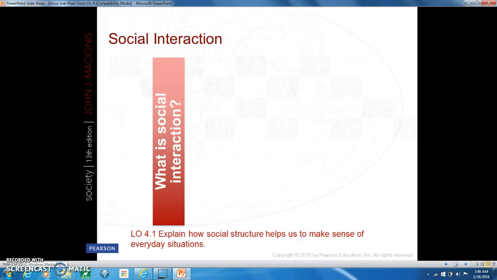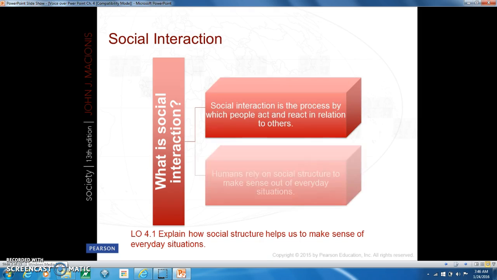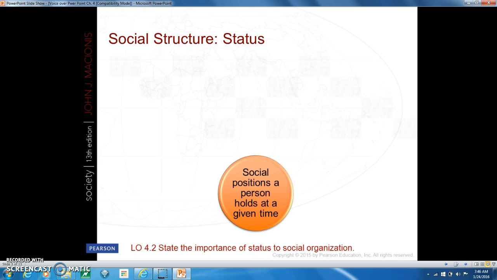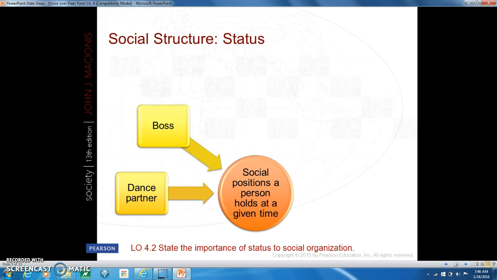Social interaction. This is the process by which people act and react in relation to others. In all human groups, individuals have specific statuses. A status is a socially defined position, and each individual in society has many different statuses with corresponding roles.